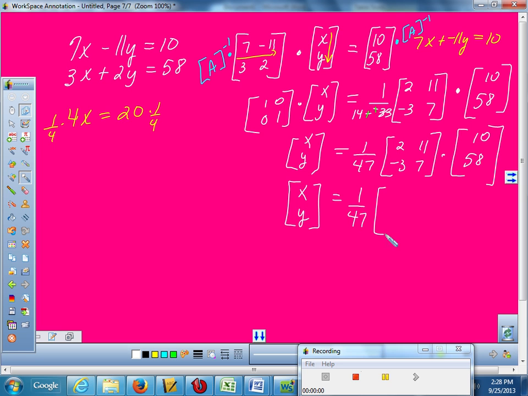So I need to multiply row times column. So if I go across the row and down the column, what will I get? 20 plus 11 times 58, that's 638. Nice number. And when I take the second row times the column, negative 3 times 10 will be negative 30 plus 7 times 58. Give me 56. 406.